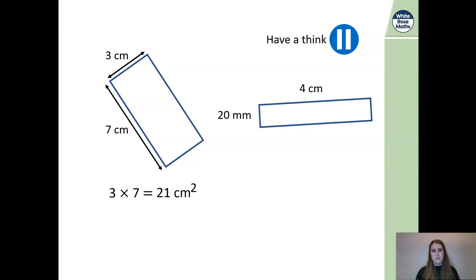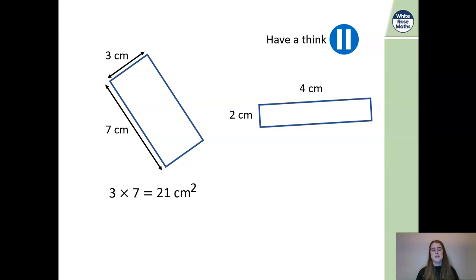Okay, you may have noticed that both of our numbers have different metric values. One has centimetres and one has millimetres. So we need to make a decision of how we're going to change them so that they are the same units. The easiest thing to do will be to change the millimetres into centimetres, because we know that there are 10 millimetres in 1 centimetre, therefore 20 millimetres would give us 2 centimetres.